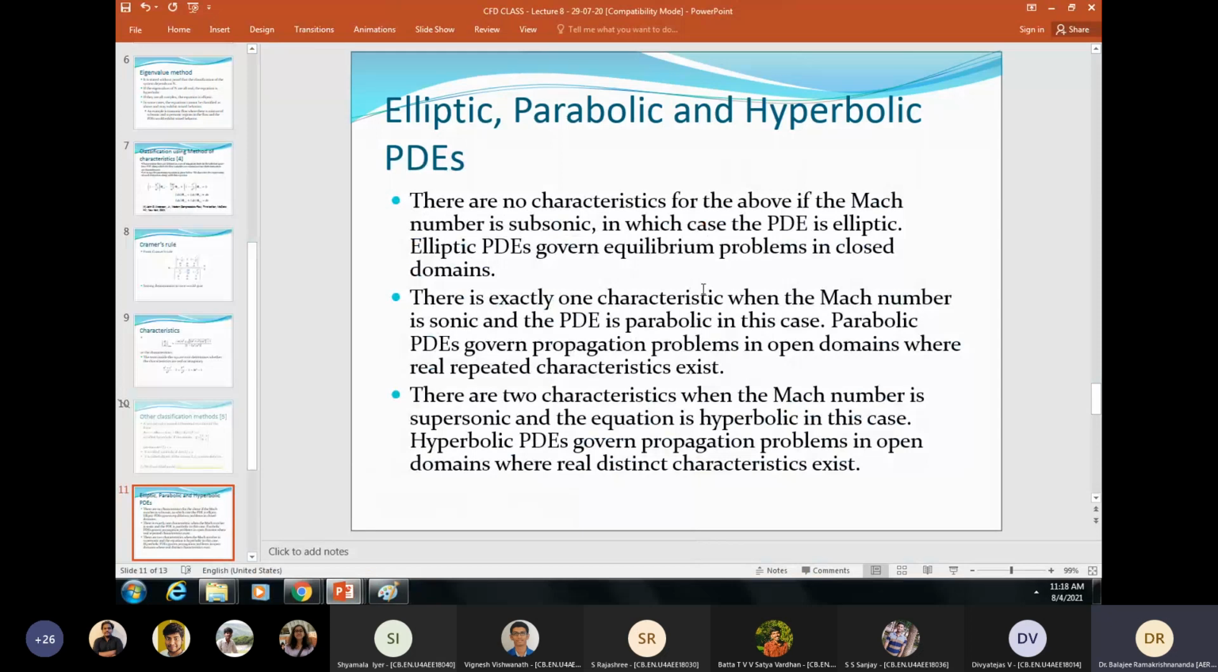Then Mach number is 1. In fluid mechanics, the PDE is parabolic. Only one characteristic is there. Parabolic PDEs govern propagation problems in open domains. Instead of saying one characteristic, we say real repeated characteristics exist. Another way of saying there is only one characteristic. In general, there are two. If the two become one, you say that the characteristic repeats itself, which means there is only one characteristic. Just English play.